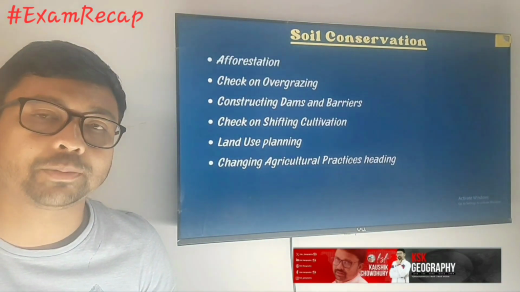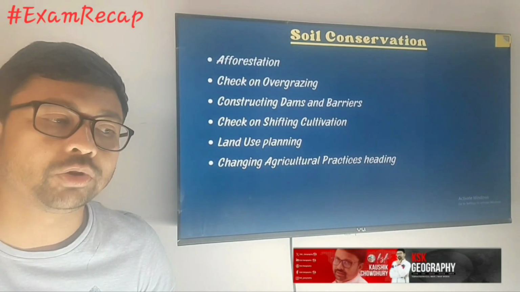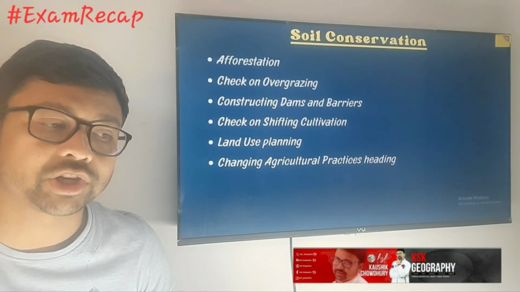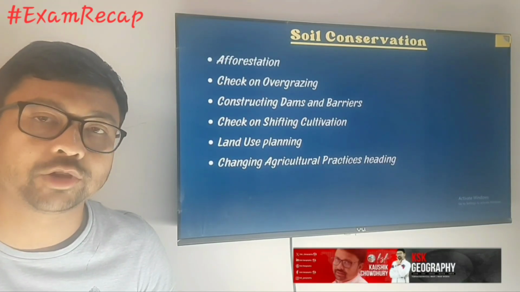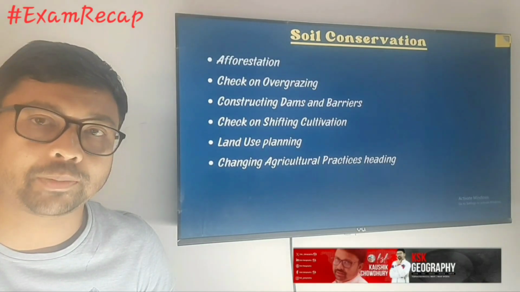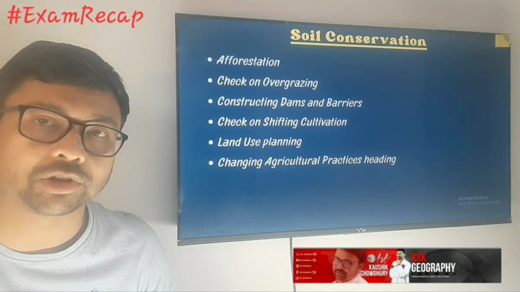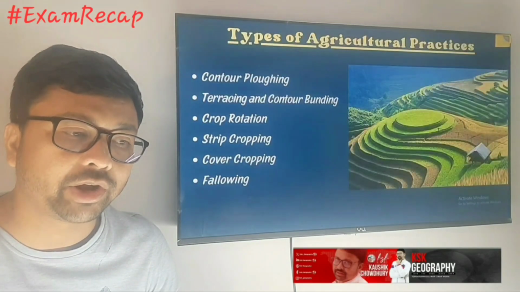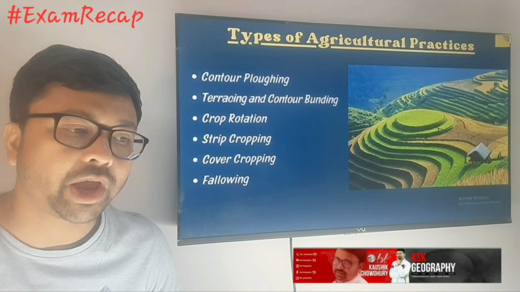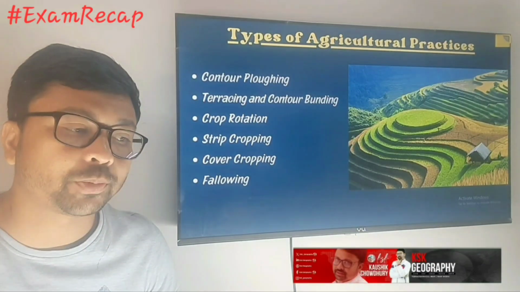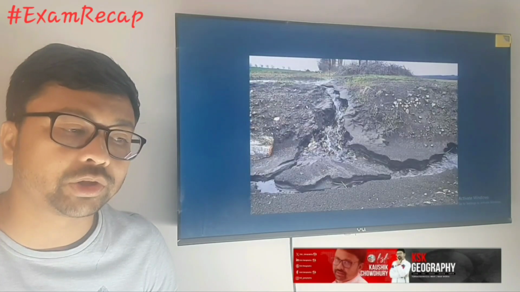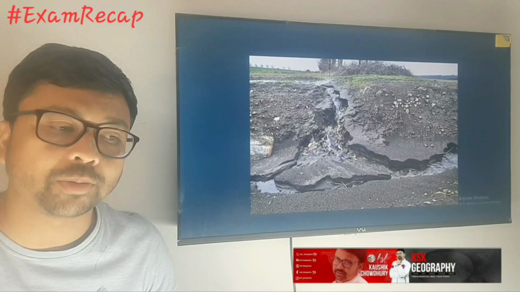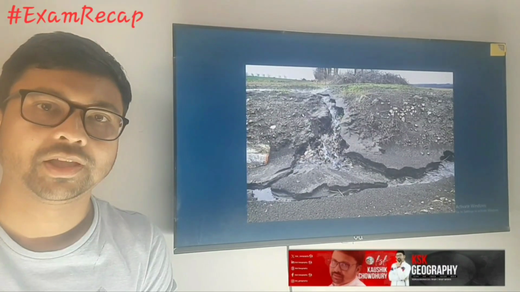Next, soil conservation. There are different methods of soil conservation. What you can do: afforestation, check overgrazing, construct dams and barriers, and stop shifting cultivation. Land use planning: we need to plan the land use pattern properly, so that native crops are cultivated in the particular soil. Next, changing agricultural practices, like contour plowing and terrace and contour building. Crop rotation, strip cropping, cover cropping and the like are the steps we can take. There you can see the landforms formed due to soil erosion.